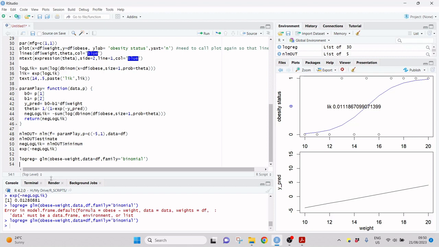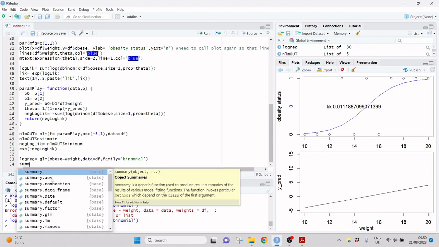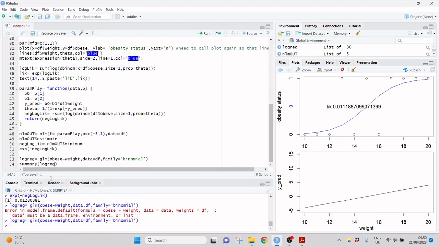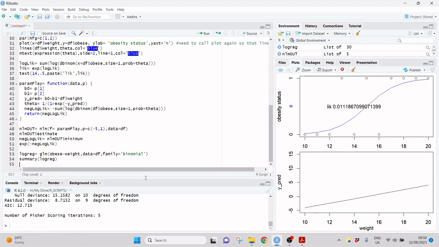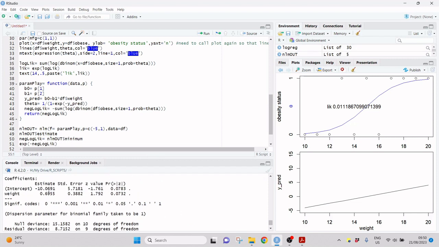And what we can do now is just get a summary of this regression object. And we are not going to look at all of this, but we can look at the estimates, so the estimate of the intercept and the weight. And we see that this is essentially the same as when we did it via this optimization function, and similar to what we got when we played around with it manually.